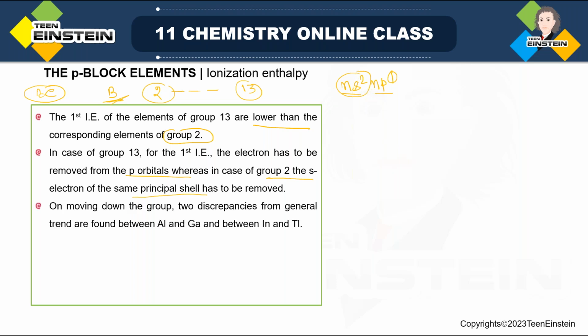Down the group, the expected trend is that it will decrease, but again there are two exceptions, two discrepancies from the general trend, found between these two pairs.